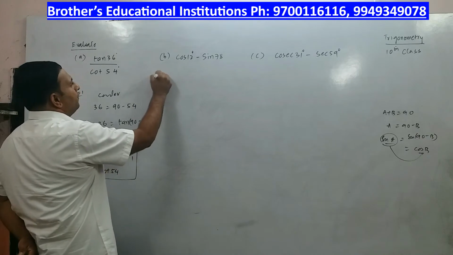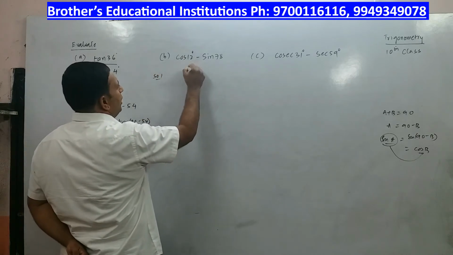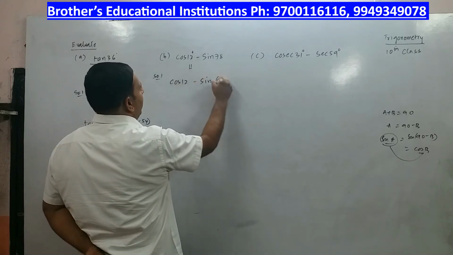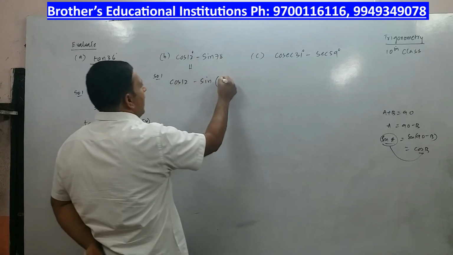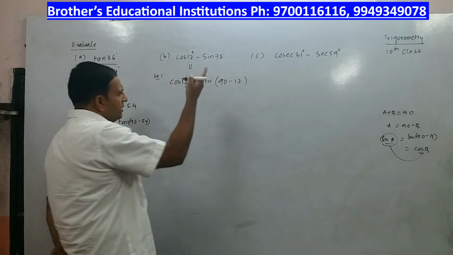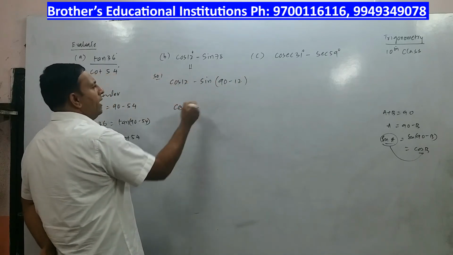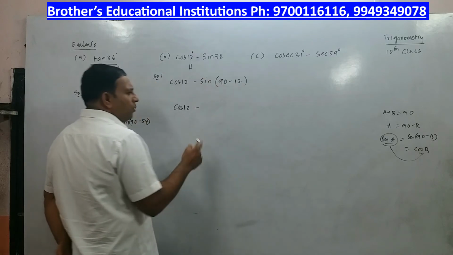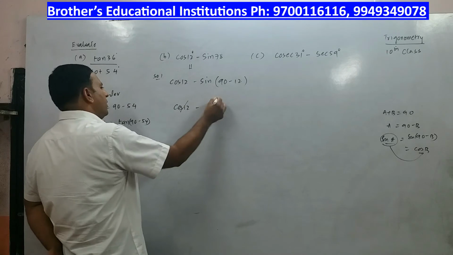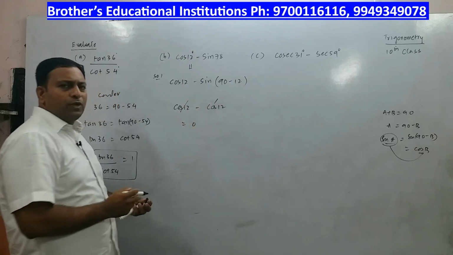Now here, what am I going to do? Directly I am going to change any one of the terms. I will say cos 12 degrees minus sine. I will write this 78 as 90 minus 12. You just calculate what is 90 minus 12, it is 78. Now you get cos 12 minus sine of 90 minus theta. What is sine of 90 minus theta? Cos theta. So plus cos 12 minus cos 12 cancel, and the answer is 0.